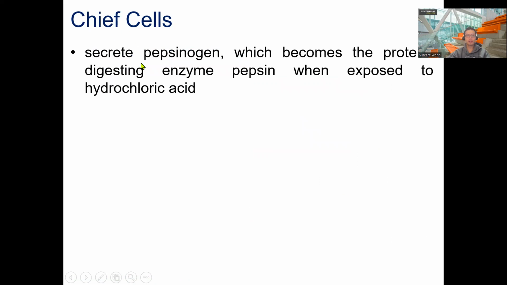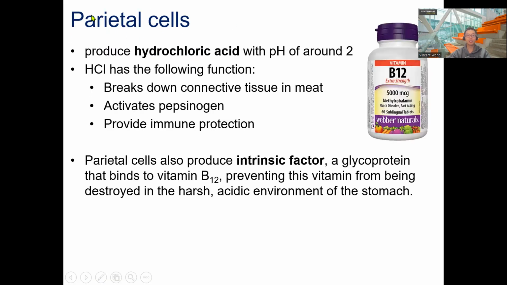Chief cells, right, secrete pepsinogen, the inactive form, which once again becomes the protein digesting enzyme pepsin when exposed to the hydrochloric acid. But we do need the HCl. Without the HCl, pepsinogen will not get activated. Where do we get the HCl? We get it from the parietal cell.